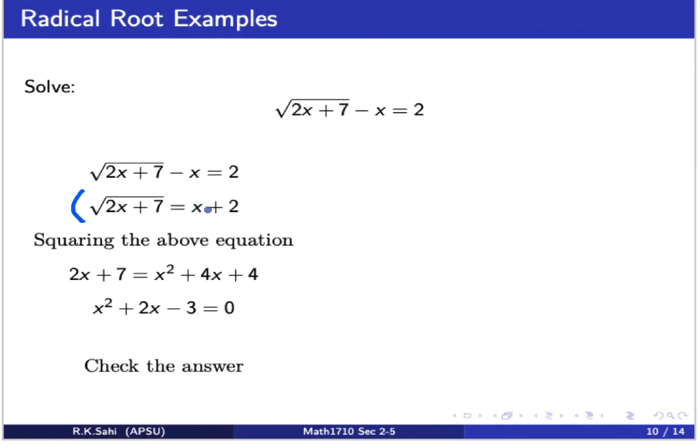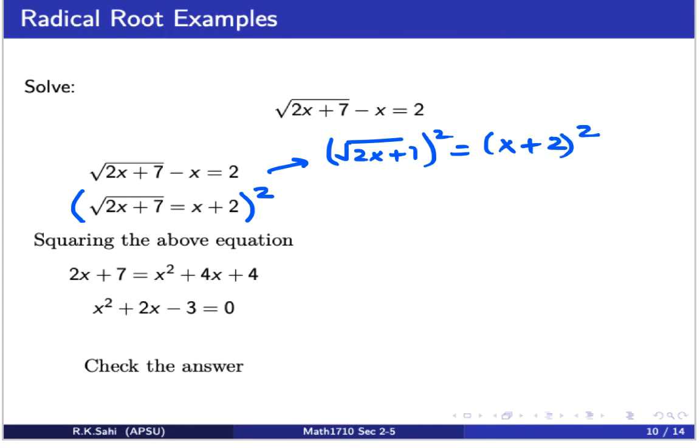Once again, we will square our equation. So when we square, see what we get. So we get square root of 2x plus 7 the whole square, so I'm going from here to here, guys, and x plus 2 the whole square. Now remember, the square root and the square cancel out. We are left with 2x plus 7.